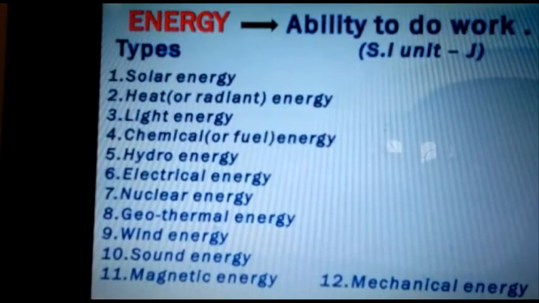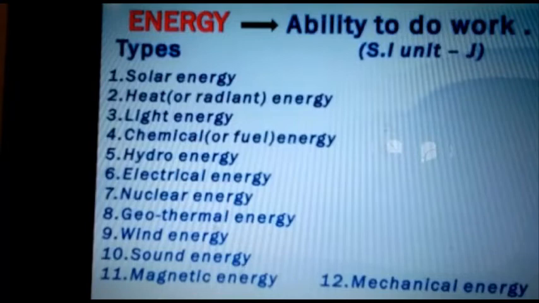Now comes energy. We know that work and energy are very closely related to each other. So energy is the ability to do work. Its SI unit is also joule. We know that in our universe, energy has different forms.